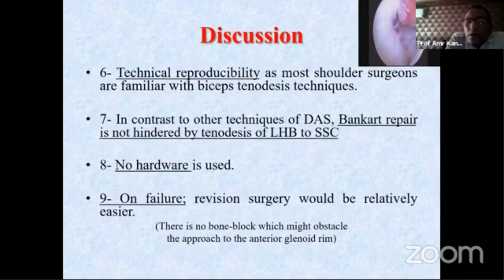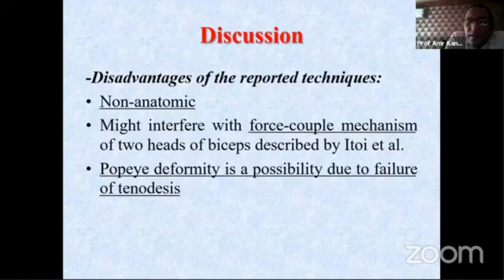Also, in contrast to other techniques of tenodesis, anchor repair is not hindered by the transfer of the long head of biceps to subscapularis. No hardware is used, and if these techniques fail, revision surgery would be relatively easier. Disadvantages of these techniques include that they are non-anatomic and may interfere with the force-couple mechanism of the two heads of biceps as described by Ito et al. In addition, Popeye deformity is a possibility due to failure of tendons.